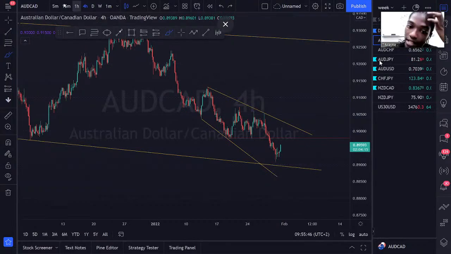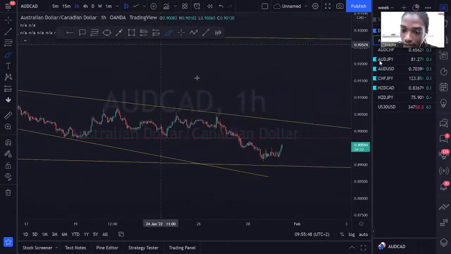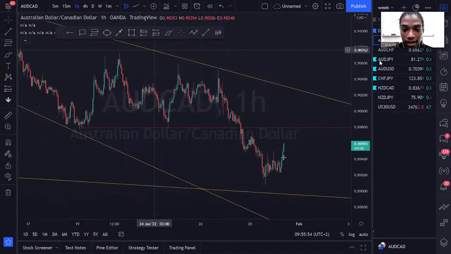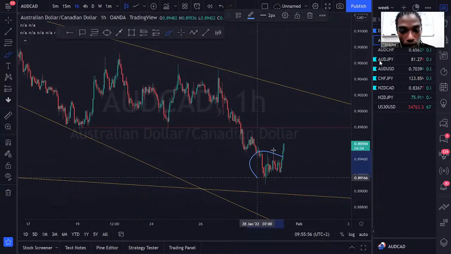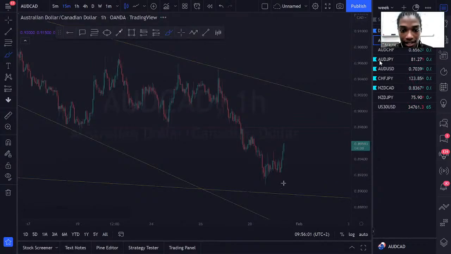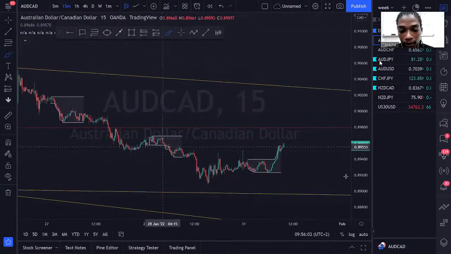It's simply because I can see that Aussie CAD is quite far from giving me a structure that will give me a reason to buy. And if I look at a smaller time frame like the 1 hour in this area here, do I see a clear reversal structure as yet? No, I do not. I do not see any structure that looks like a double bottom. I don't see any structure that looks like an inverse head and shoulders.